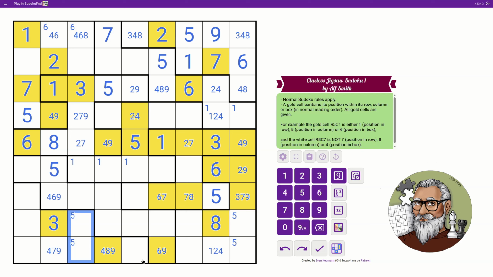Okay, any regions with no 5 still? No, I think we have 7. Yeah, and those are in an X-wing formation.